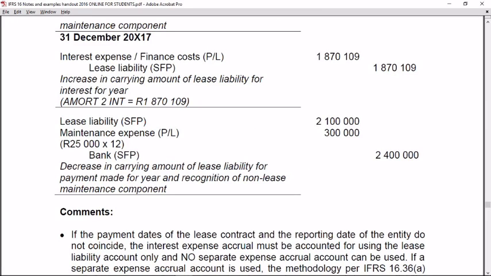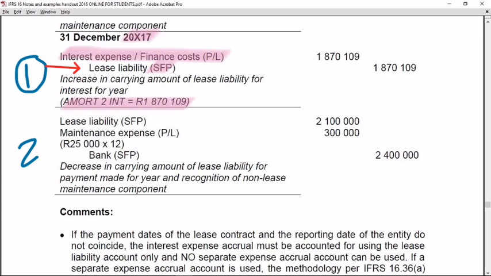The journal entries for the second financial reporting period ending 31st December 2017 will be similar, but now you are dealing with your second interest period. So as a first step, again, you recognize the interest expense through profit or loss by calculating on your financial calculator the second period's interest portion in your amort function. And IFRS 16 says you have to increase the lease liability with the interest expense for the period. So the credit goes to the lease liability in the SFP.